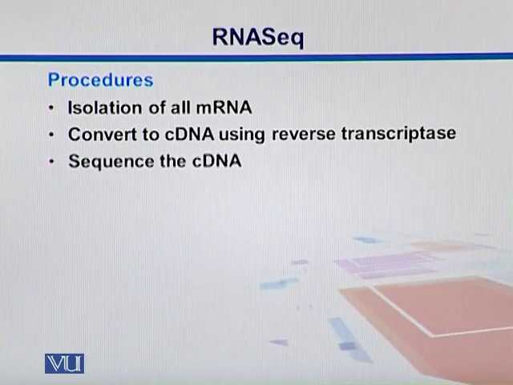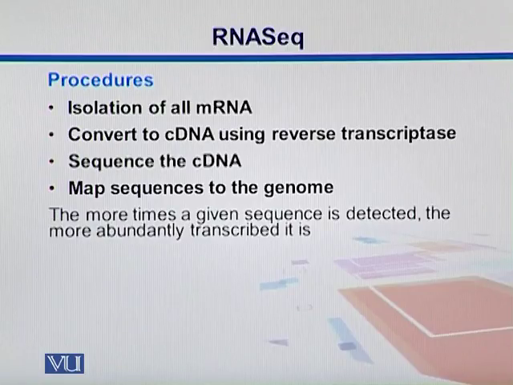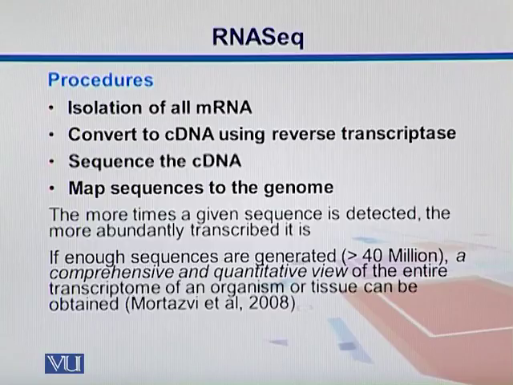Then this cDNA is sequenced, and these sequences are then mapped to the genome. There are different aligners or alignment programs, which we also call mappers. Different software does that. The more times a given sequence is detected, the more abundantly transcribed it is. So if we have enough sequences, for example over 40 million, a comprehensive and quantitative view of the entire transcriptome of an organism or tissue can be obtained. Mortazavi et al. were working with mouse models. So for animal models, if we get over 40 million reads, we can capture the expression of almost every part of the genome.